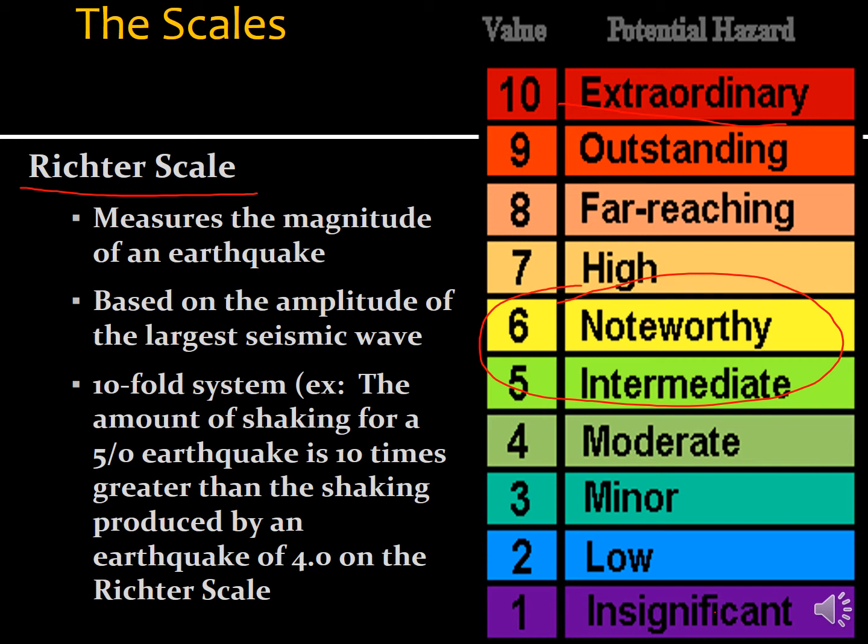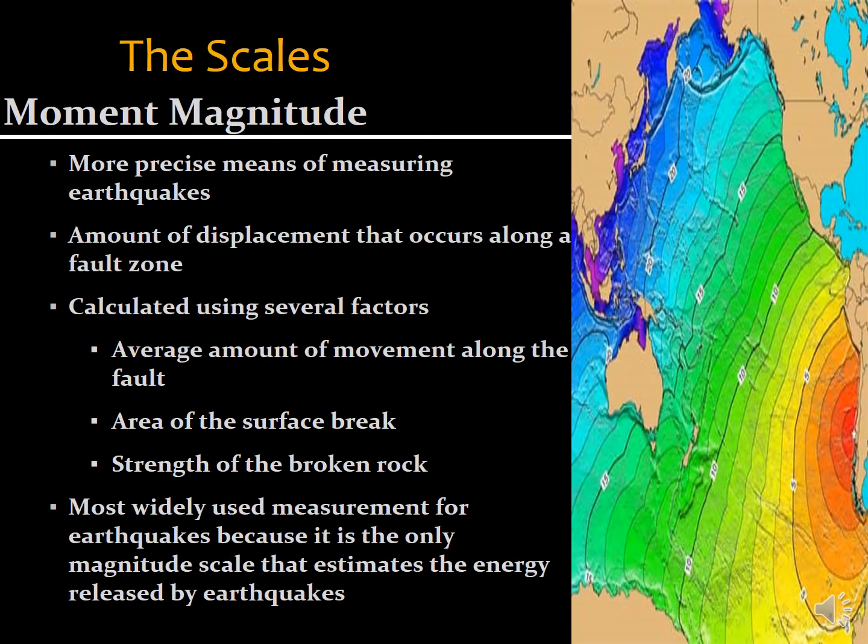It's a tenfold system. The amount of shaking for a 5.0 earthquake is 10 times greater than the shaking produced by a 4. So everything is times 10. So the moment magnitude is a more precise measure of earthquakes.